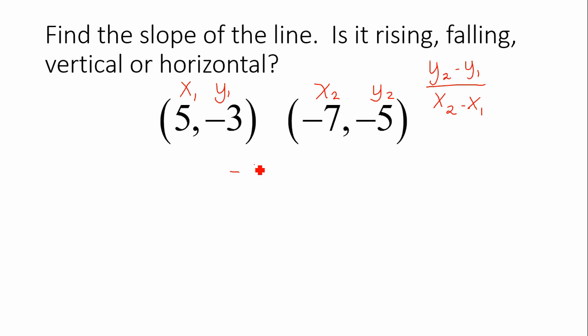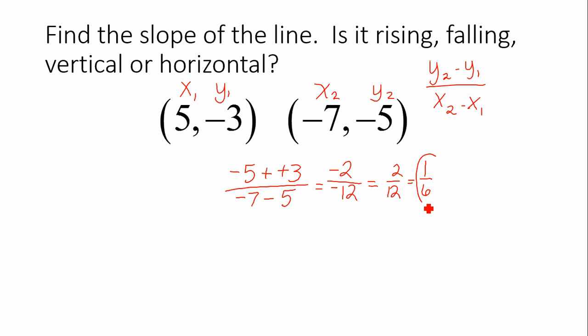So -5 minus -3, because that's the y from the first point, over x2, which is -7, minus x1, which is 5. If we calculate this slope now, be careful, when you subtract a negative, it's like adding. We get -2 over -12. Two negatives make a positive, so we have 2 over 12, which simplifies to 1/6.